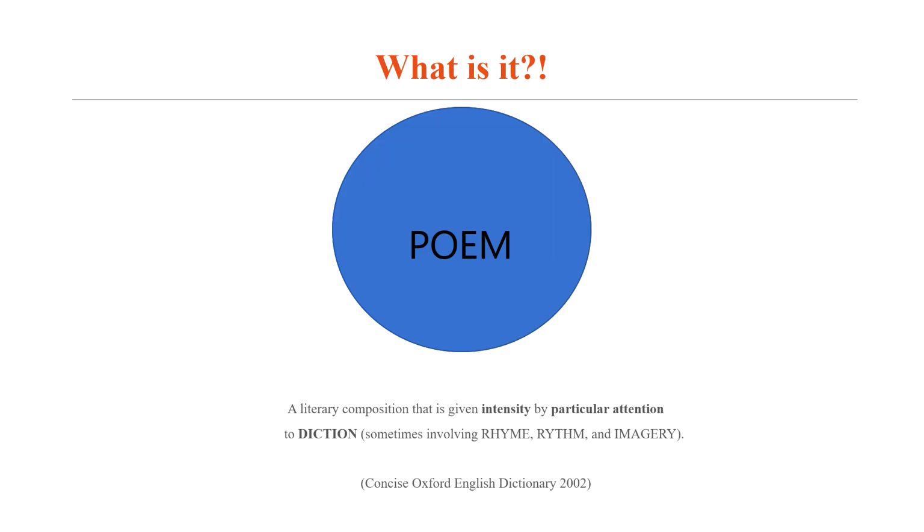What is a poem after all? According to the Oxford English Dictionary, it is a literary composition that is given intensity by particular attention to diction. It comes from the Greek word poema, which means to create, to compose a masterpiece. It's not strictly related to written or spoken creations, but also involves visual or musical masterpieces as well.